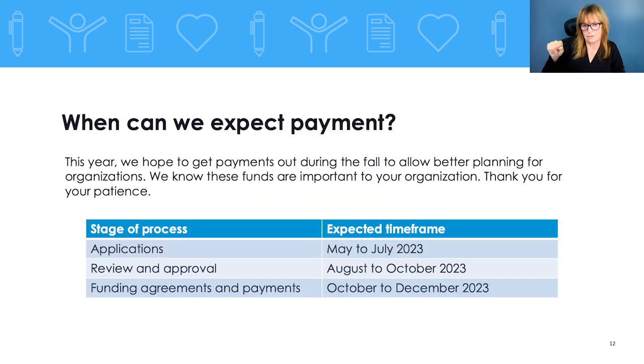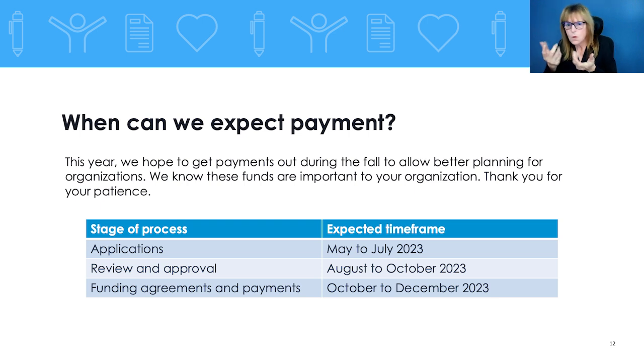In each of the first 2 years of the CVITP grant program, payments went out early the following calendar year. This year's application period closed July 31st, 2023. Since then, we've been finalizing the approval for our qualified grant recipients. The next step will be to send decision letters to both approved and denied applicants.